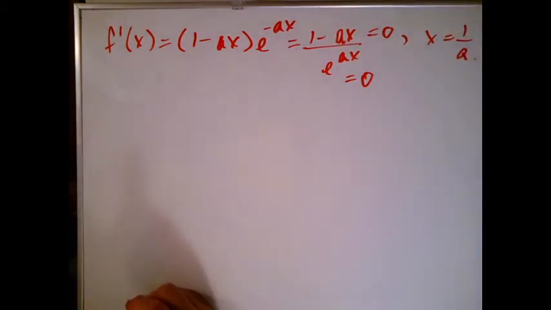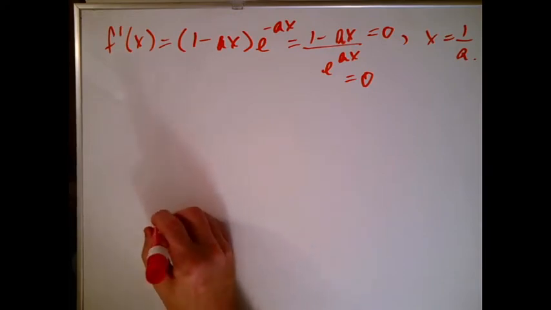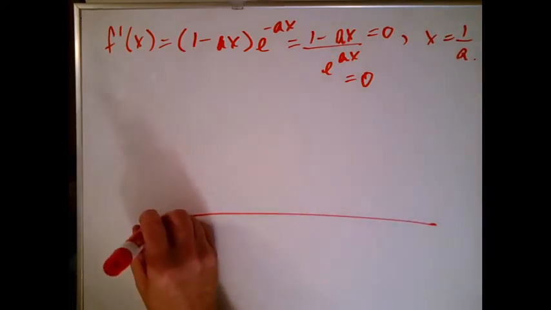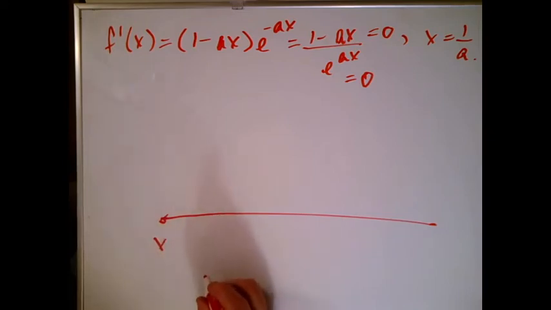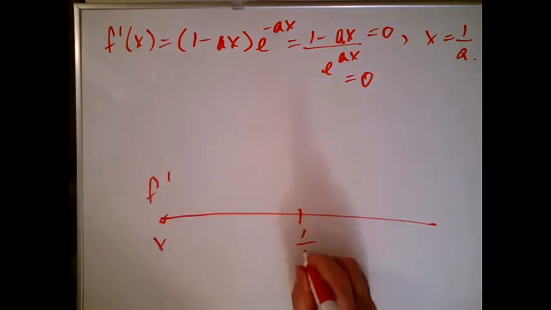So that's the only number that's going to go on the number line for the sign chart for the first derivative. So I'll just put it down here like this. We'll have to recreate this later. I'm going to put x right here. I'll put the derivative right there. The only number that goes here is 1 over a.